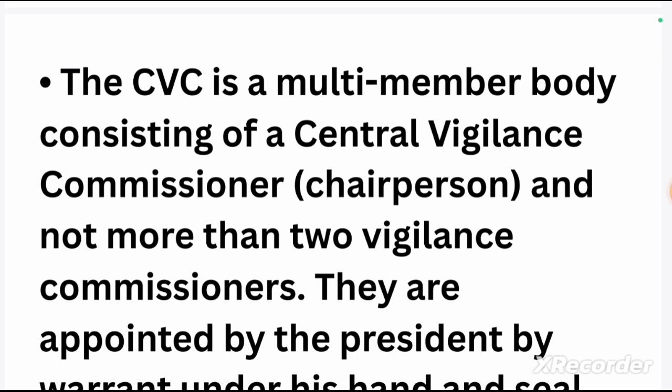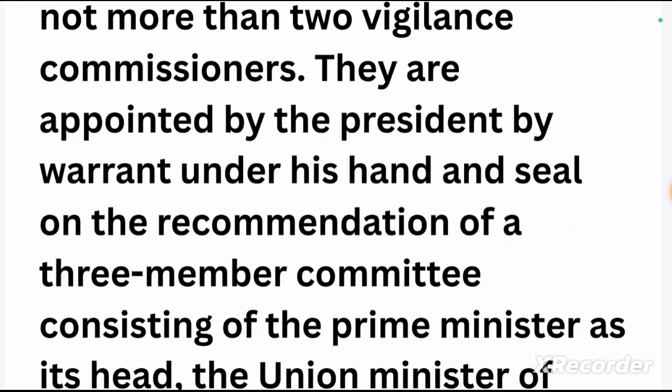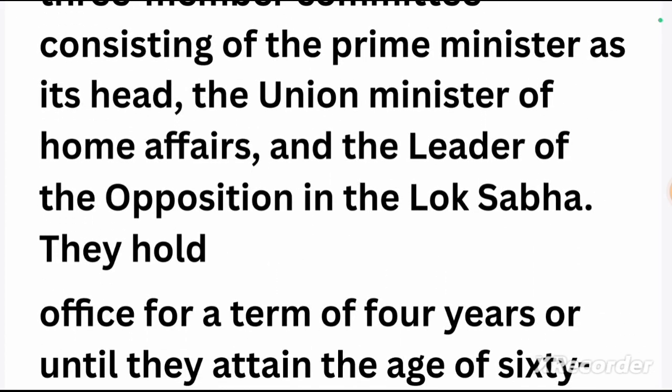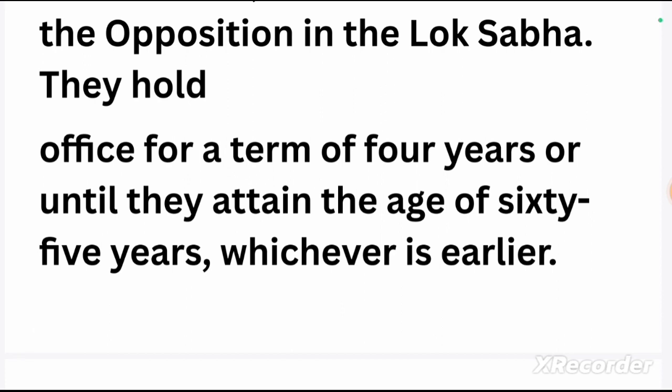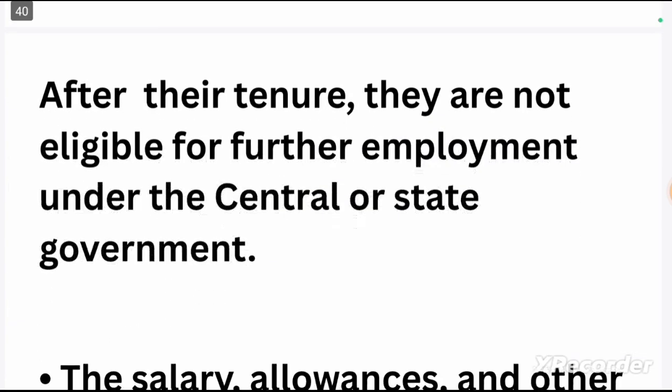Vigilance Commissioners. They are appointed by the President by the warrant under his hand and seal on the recommendation of 3-member committee consisting of the Prime Minister as its head, Union Minister of the Home Affairs, and the leader of the opposition in the Lok Sabha. They hold office for a term of 4 years or until they attain the age of 65 years, whichever is earlier. After their tenure, they are not eligible for further employment under the central government or state government.